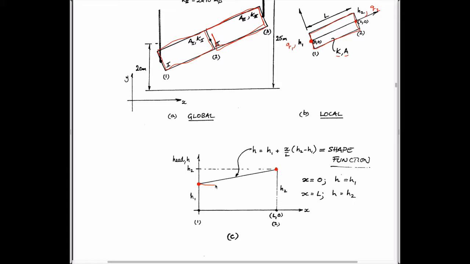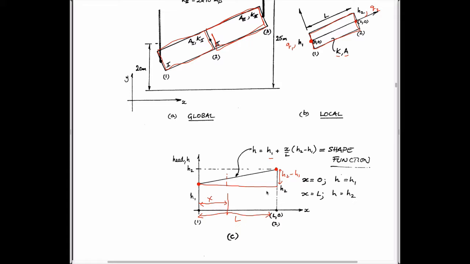So in other words, if you just draw this across here, this is h1, plus a magnitude which is the difference between h2 minus h1, which is this height here, scaled by the length. If x is equal to 0, in other words, if this point is equal to here, if this is x, and this is L, when x is equal to 0, then it returns the value of h is equal to h1.